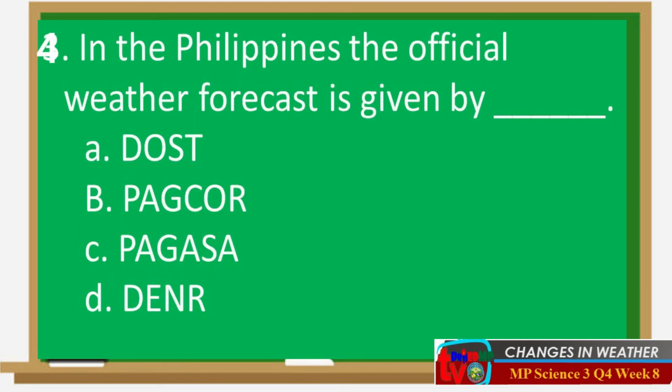Number 4, in the Philippines, the official weather forecast is given by blank. Letter A, DOST. Letter B, PAGCOR. Letter C, PAGASA. And letter D, DENR.